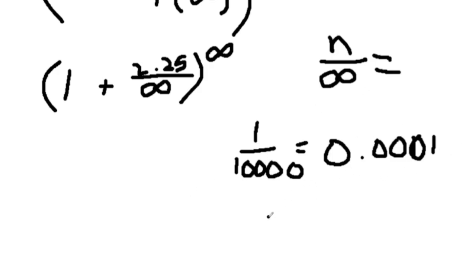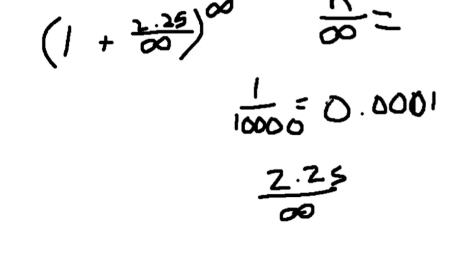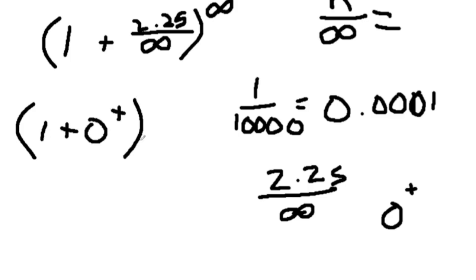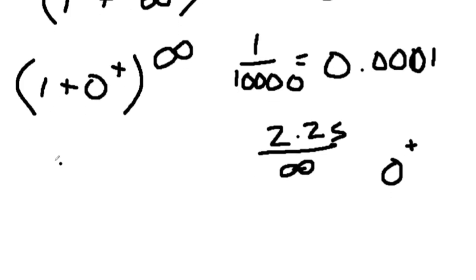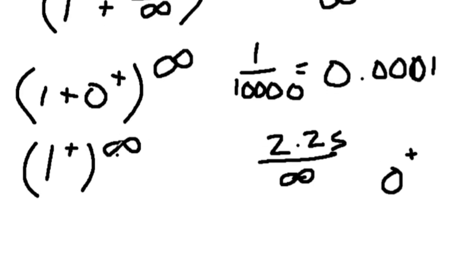And the same thing is true for 2.25 over infinity. So there's a symbol for whenever we have something extremely close to 0, but not 0. We call it 0 plus, because it's really close to 0, but it's not 0. So we add a little plus here, which says it's not 0, but it's almost 0. And then to the infinity, so here we have 1 plus 0 plus to the power of infinity. Well, this is just 1 plus to the power of infinity.